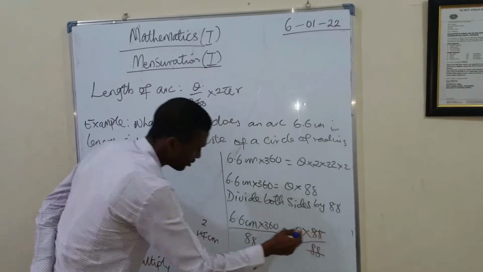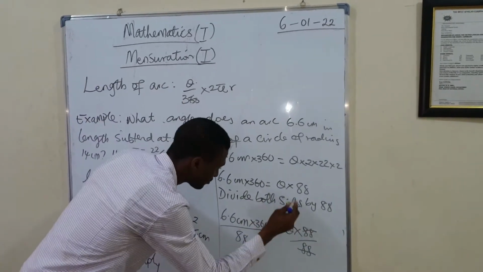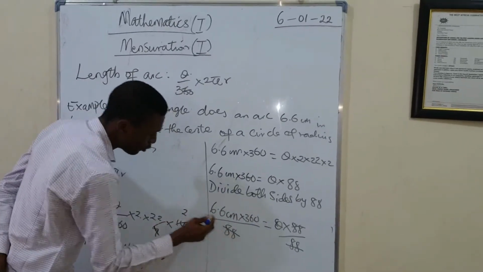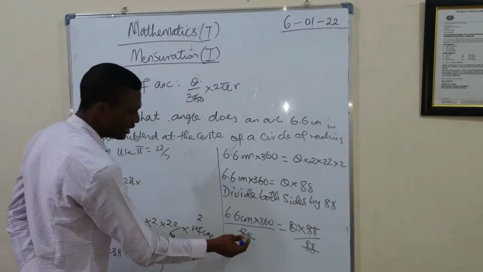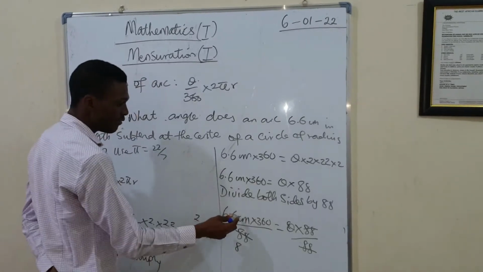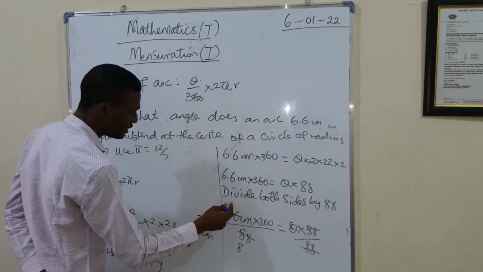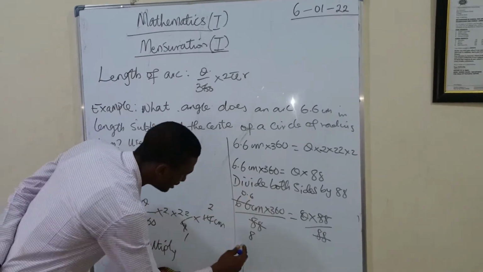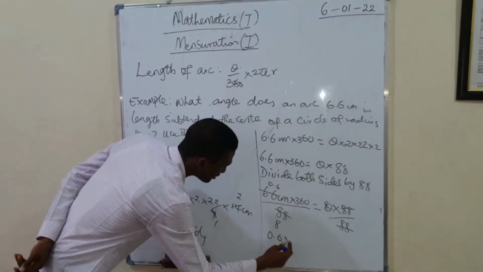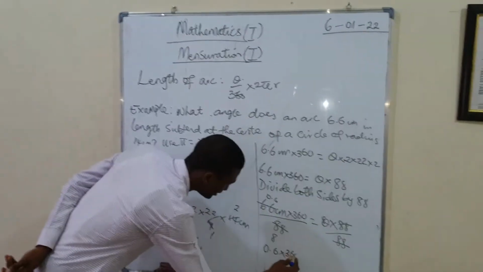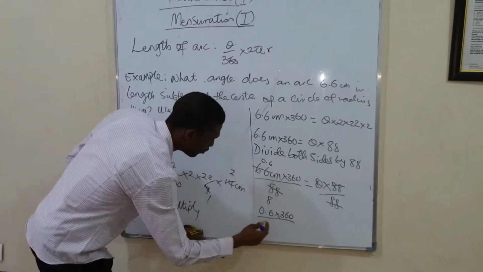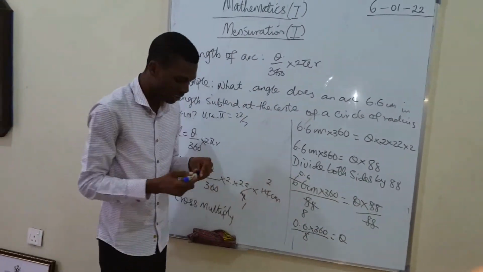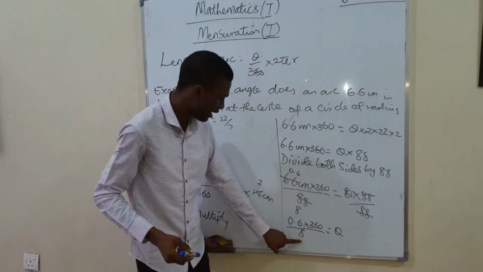Of course, 88 over 88 cancels itself and we're left with theta here. So, at this time we divide by 11. 11 into 88 will give you 8. 11 into 6.6 will give you 0.6. So what we have left is 0.6 times 360 over 8 equals theta.